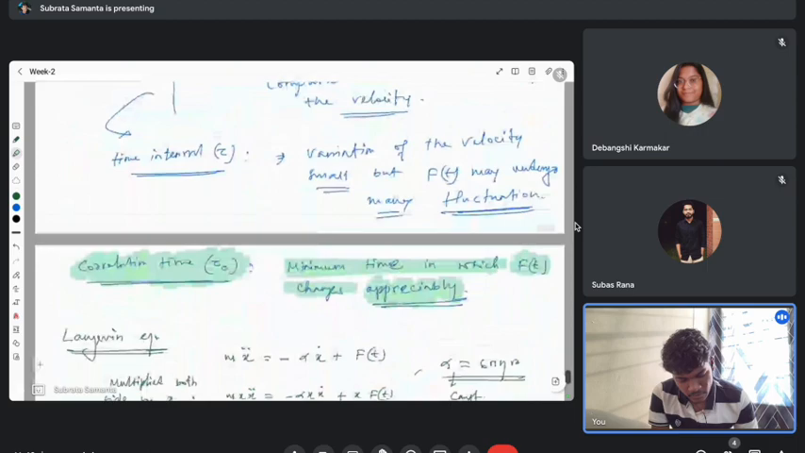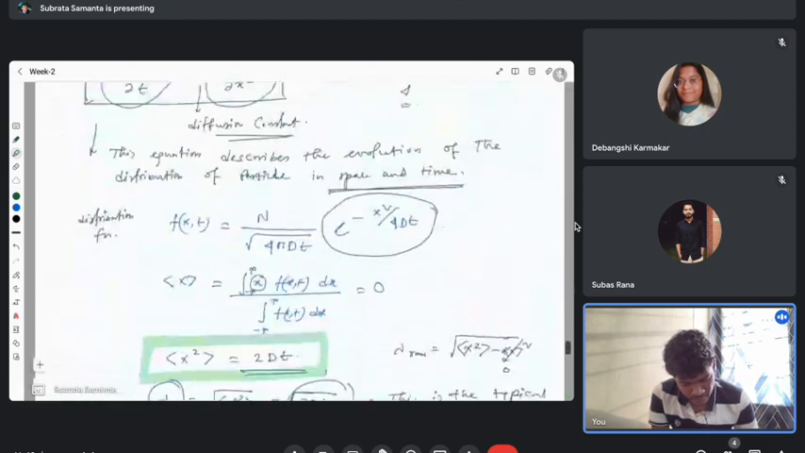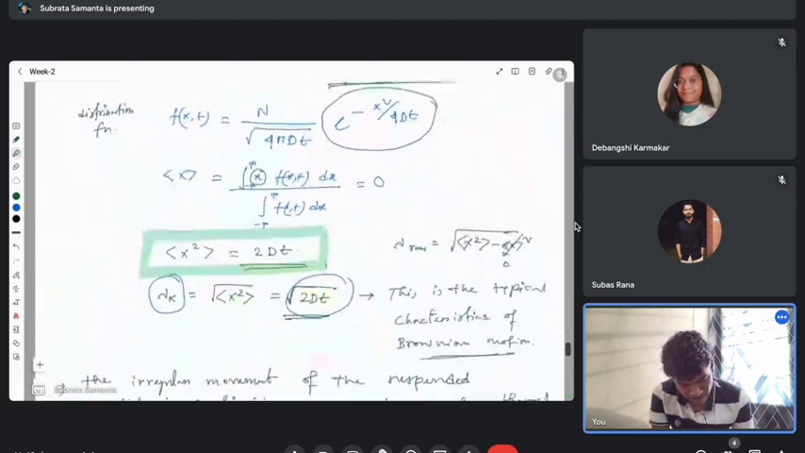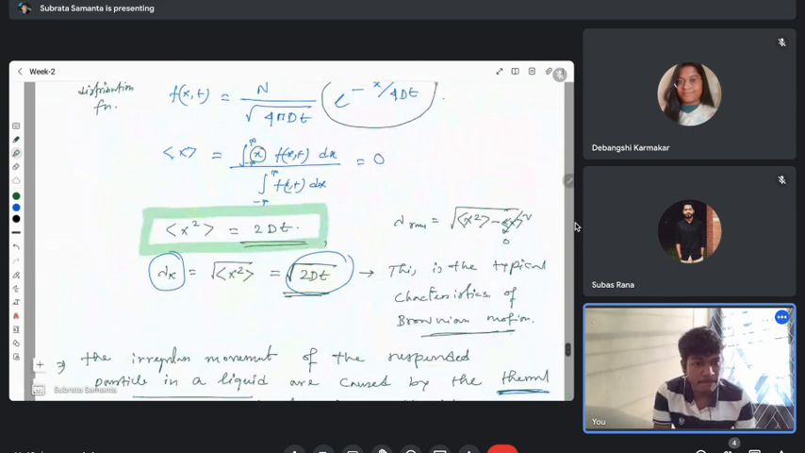But how do we calculate it? What are the values of x square average? So x square average is 2Dt, right? It is proportional to t.